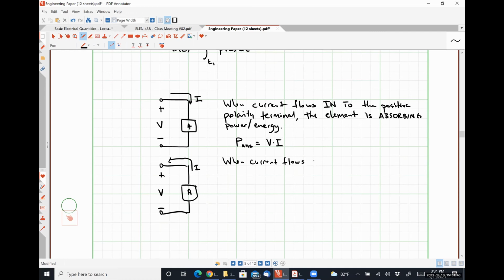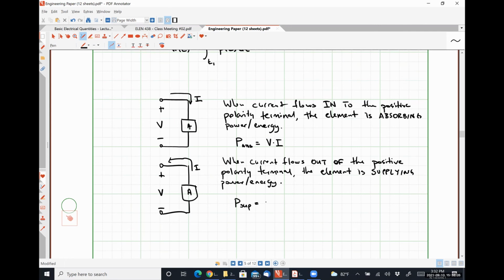When current flows out of the positive polarity terminal, the element is supplying power and energy. So I'm going to say down here, P supplied is now V times I.